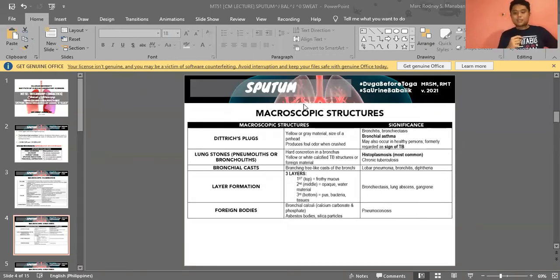And for foreign bodies, especially if you inhale chemicals such as asbestos and silica, it can cause bronchial calculi, asbestos bodies, and silica particles. Again, this is seen in pneumoconiosis. So basically, it is the same. It is the longest word in the dictionary, pneumonoultramicroscopicsilicovolcanoconiosis. That's a type of pneumoconiosis.